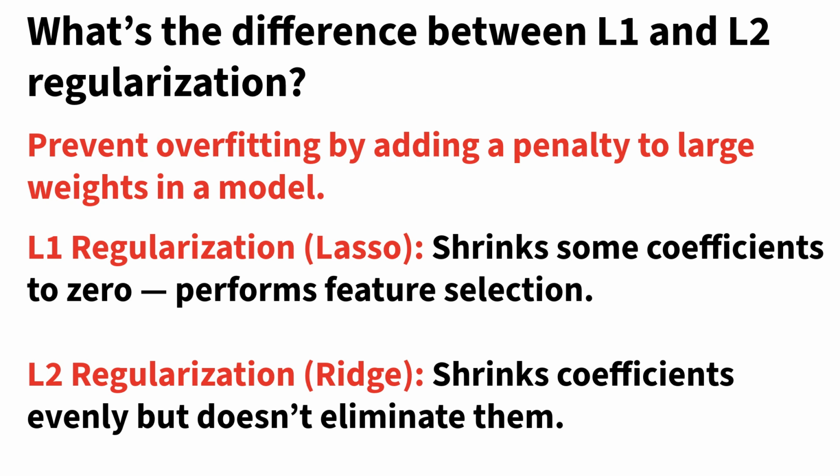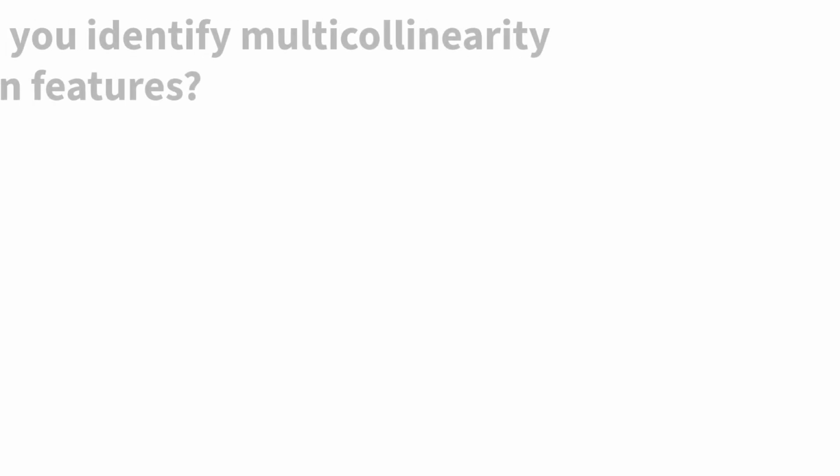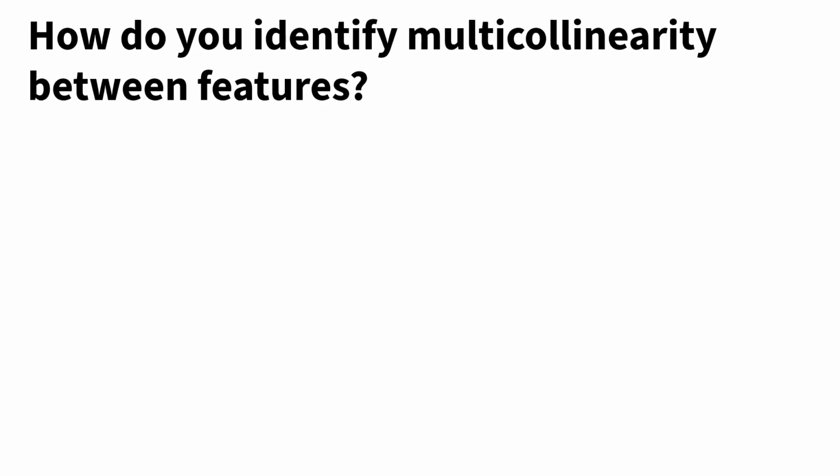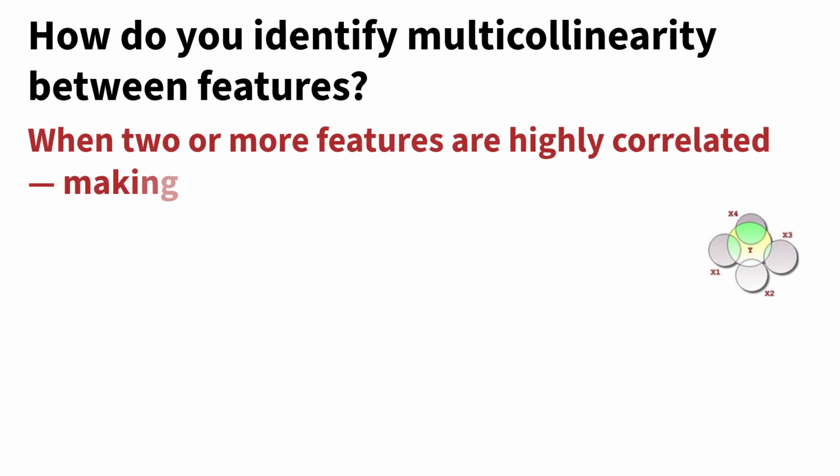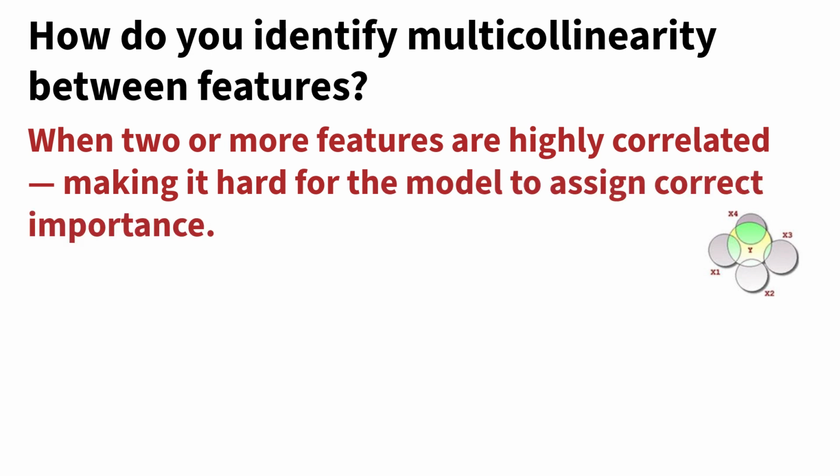How do you identify multicollinearity between features? Highly correlated features confuse your model. It is like hearing the same voice twice. Multicollinearity occurs when two or more features are highly correlated. They have high relationships: when one value changes, the other value also changes. So it is hard for the model to assign correct importance.